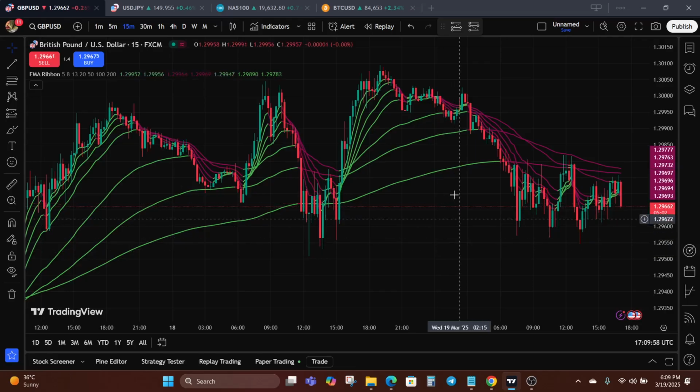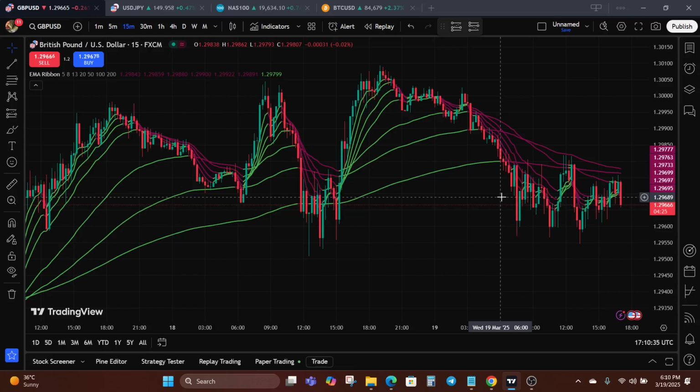The EMA Ribbon Indicator, as you can see, is a set of multiple exponential moving averages layered on top of each other to create a ribbon-like effect on the chart. It is used to determine trend direction, momentum, strength, and key areas of support and resistance. Unlike a single moving average, the EMA ribbon gives traders a clearer view of the market structure by smoothing out price movements and filtering noise.